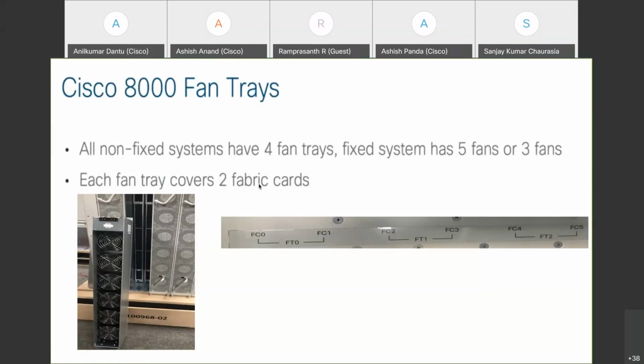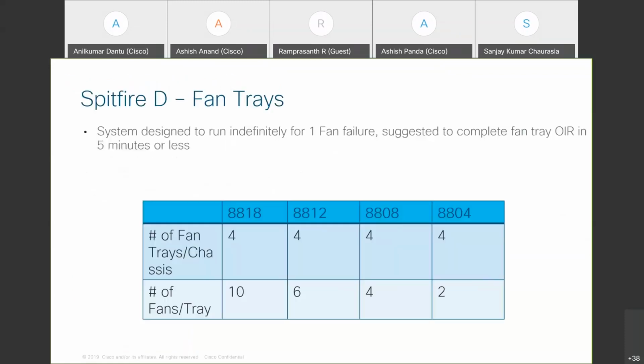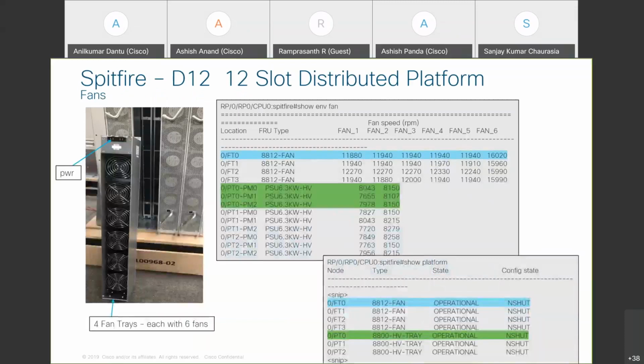On removal of one fan tray, your remaining other fans will speed up their RPMs to the maximum. These are just the number of fans based on each chassis. So this is a show environment fan where you can see your fan trays, 4 fan trays, their RPMs. Even your power supplies have their own fans.